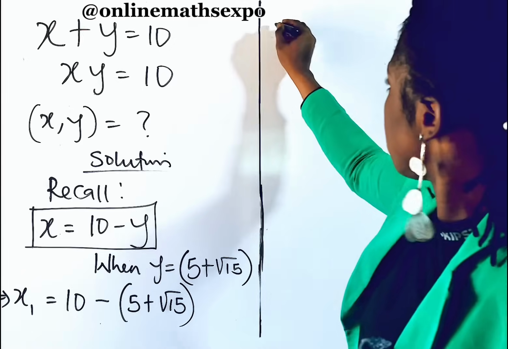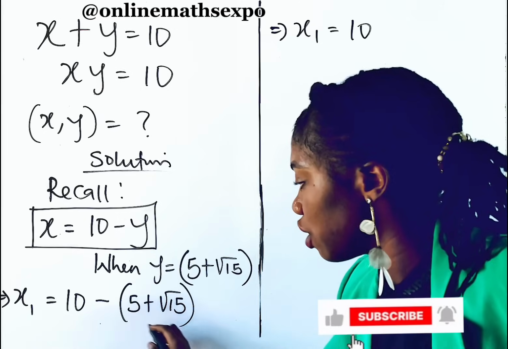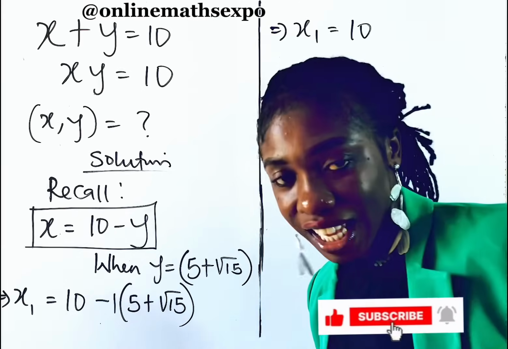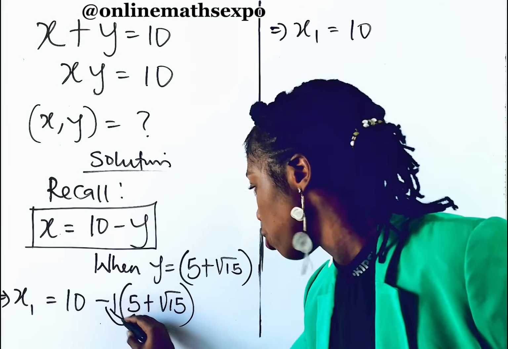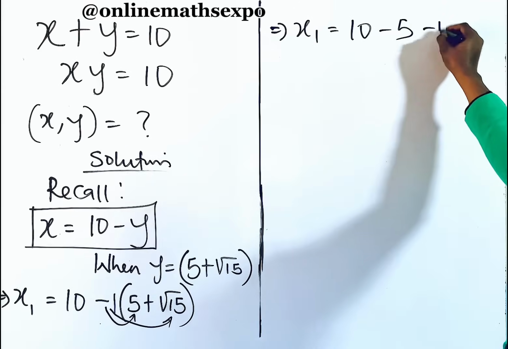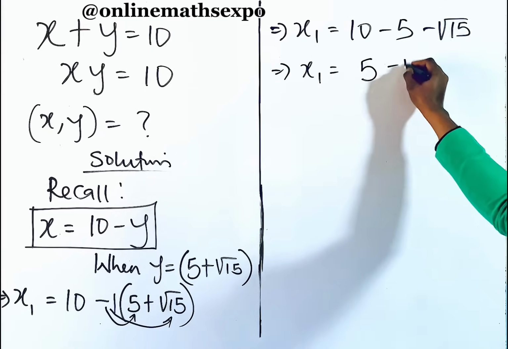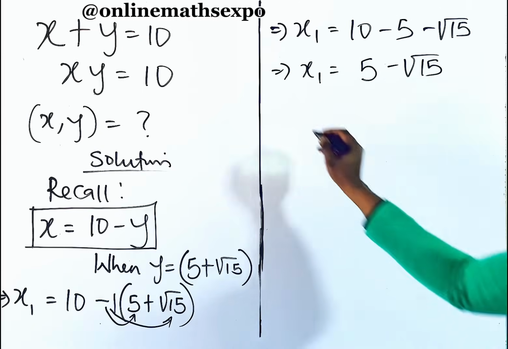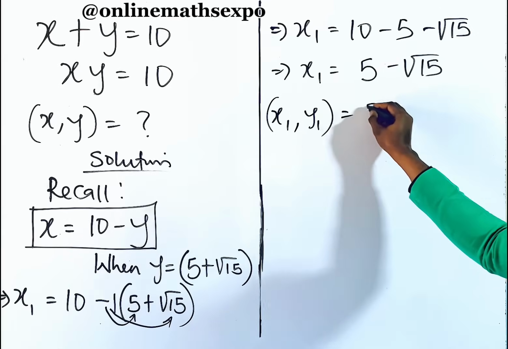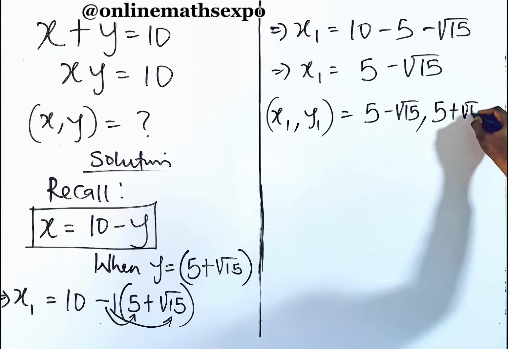Now if you simplify, you have the first value of x will now be 10. To distribute this sign into this, we can choose to put -1 here. It doesn't affect anything because when we multiply a number by 1, it's the same number. So we're going to use this to distribute. If you do that, this will give us -5, and this will give us negative root 15. Now simplifying, the first value of x, subtract this, you have 5 minus root 15. It means that the first value of x and its corresponding y value will be 5 minus root 15 and 5 plus root 15.